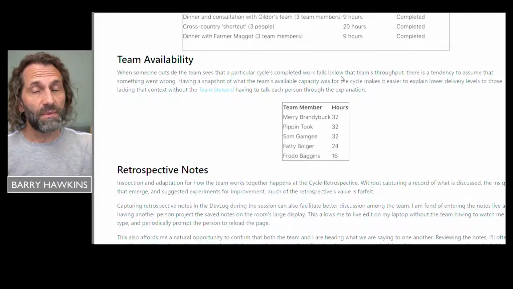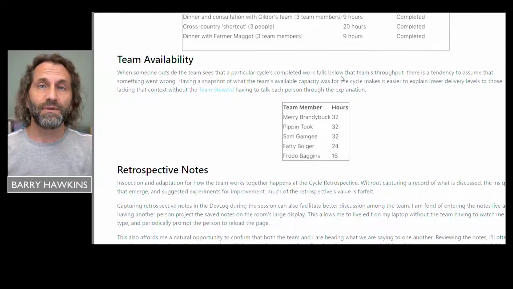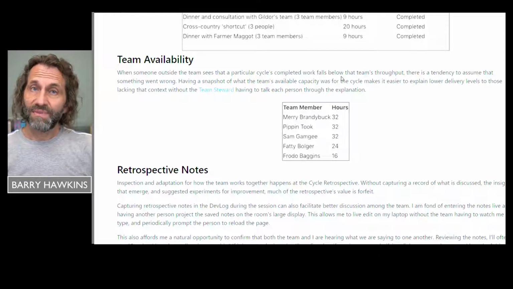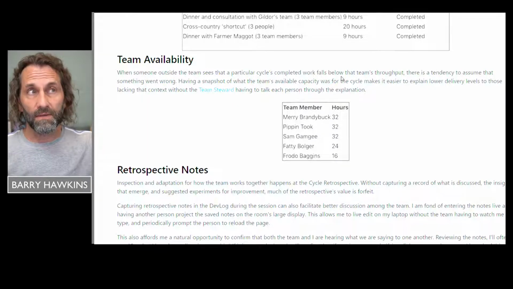So looking at your taskable hours and capturing it like this helps inform the commitment you make at the start of the cycle, but also it's a reminder for why this cycle may have had more throughput or less throughput. And that's another thing, especially when you're communicating to dependent teams and stakeholders and customers.